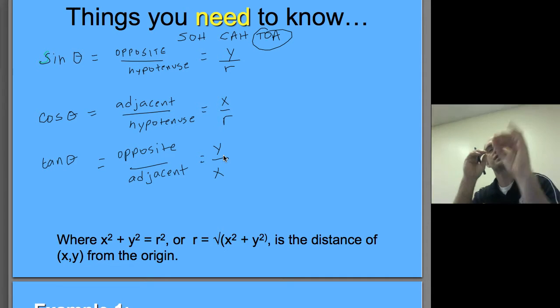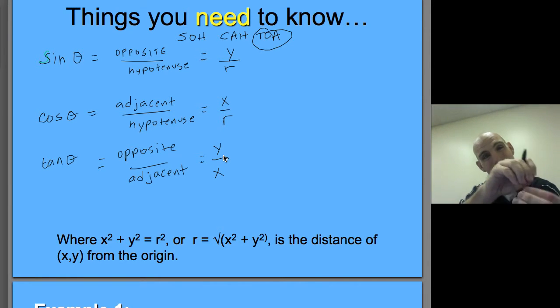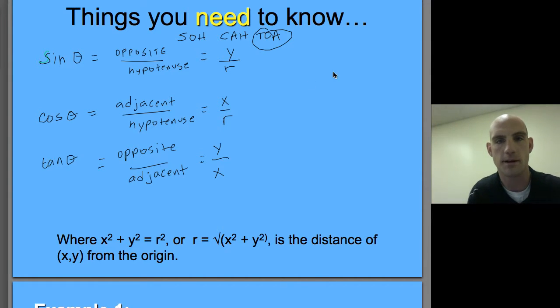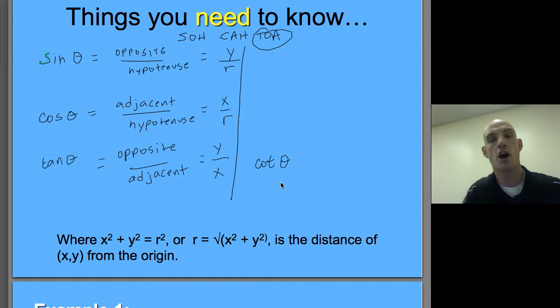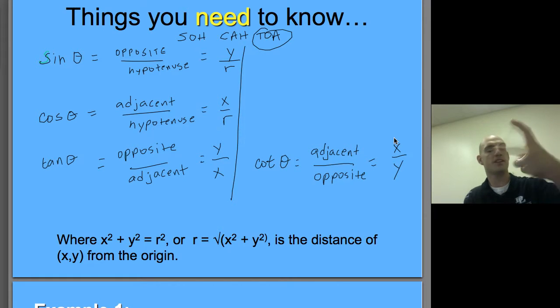Now, sine goes with cosecant. Secant goes with cosine. And so that's a little bit of a thing that can be a little confusing sometimes. So if we look at the other three ratios, let's start with cotangent so you can see how this works. The cotangent of theta is equal to the adjacent over the opposite, which is going to be x over y. So notice, all I had to do was flip that fraction over.